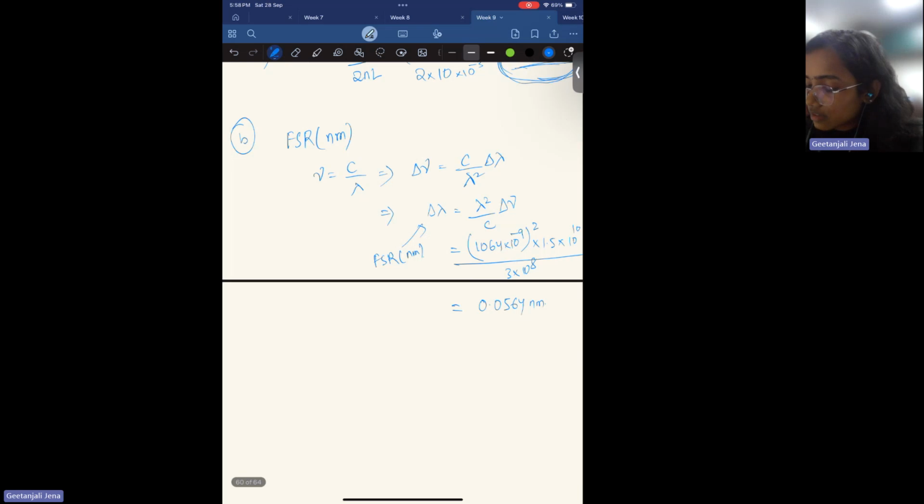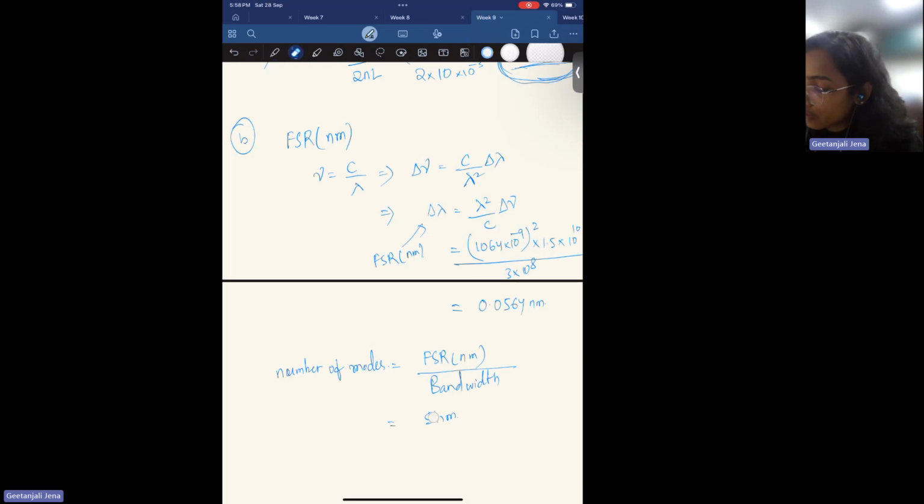So that means the number of modes that fit inside a 5 nanometer bandwidth will be the FSR in nanometer divided by the bandwidth, which will give 5 nanometer. Sorry, this would be the other way around, right? Bandwidth divided by FSR.